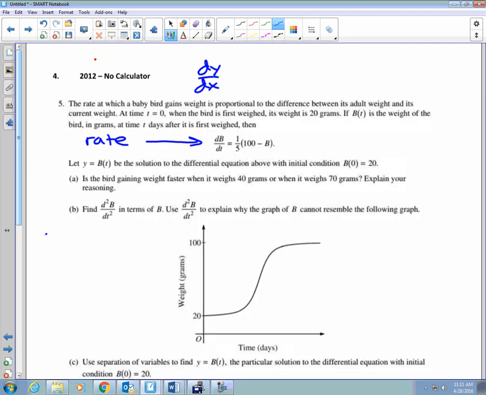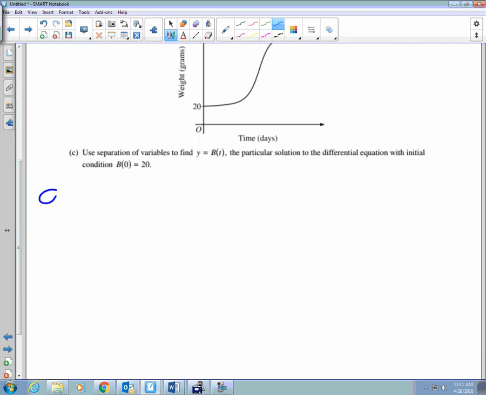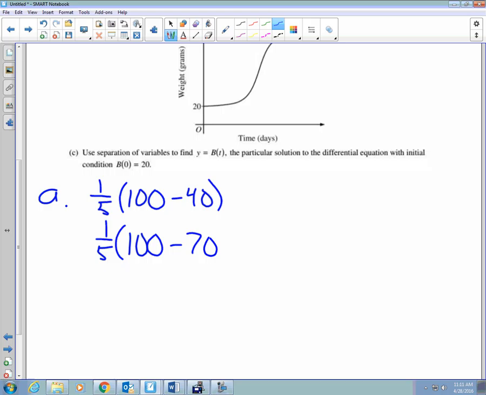I just plug it in. So we want to find the rate at 40 and the rate at 70. So I have 1 over 5 times 100 minus 40, and 1 over 5 times 100 minus 70. What's 100 minus 40, times 1/5? 12. 12 grams per day. And then 100 minus 70? 30 times 1/5? 6. 6 grams per day.